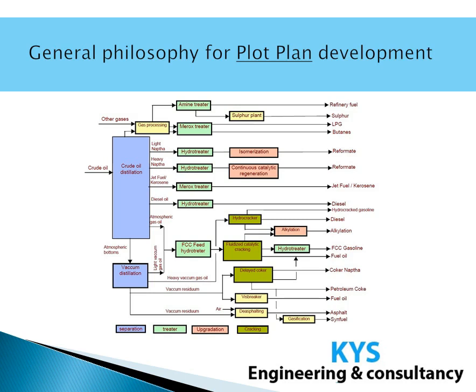This is a sample of the process flow diagram of refinery units. We can see here that there are different units located, and the crude oil is coming from the left side into the crude oil distillation unit, and then it is processed in different units, and the final products are coming out at the right side, which are refinery fuel, sulfur, LPG, butanes and other final products.